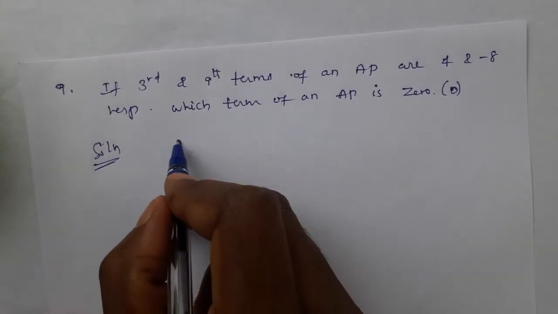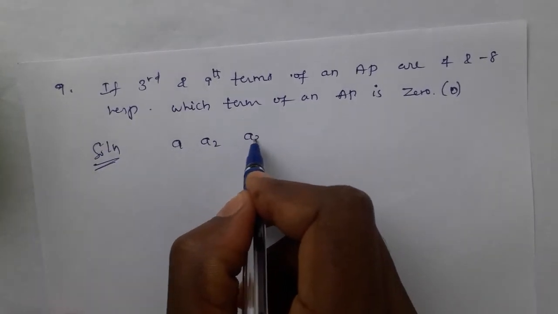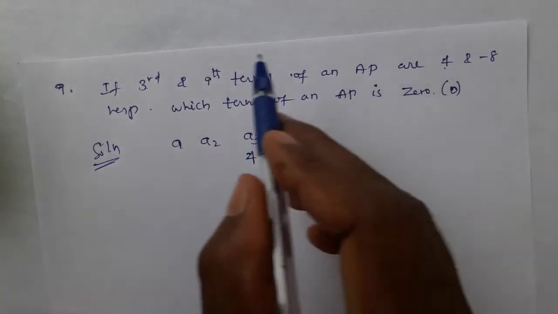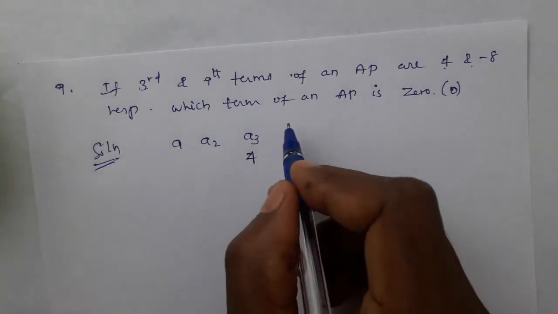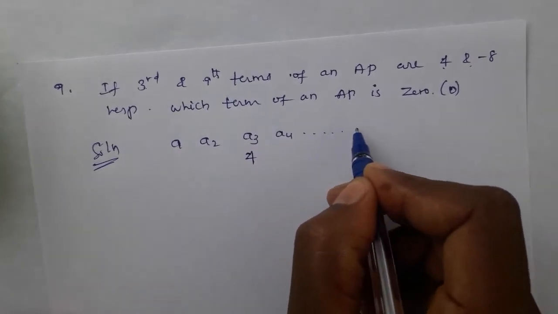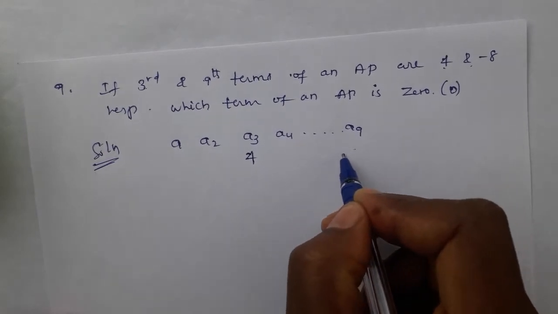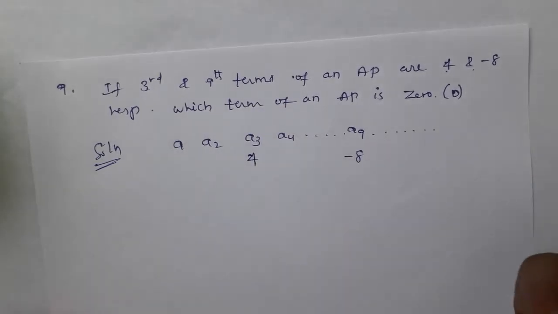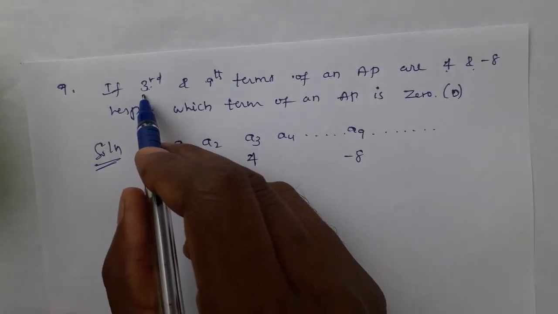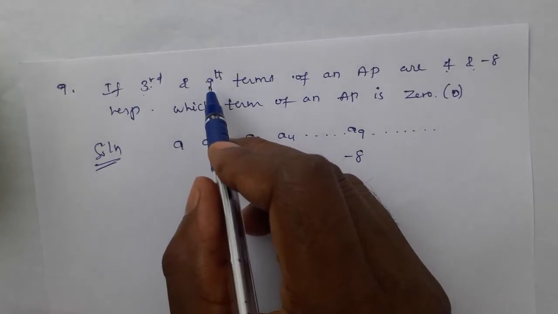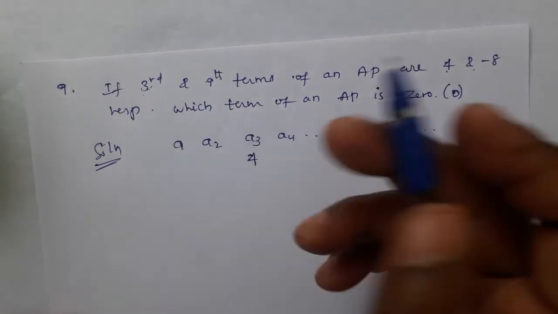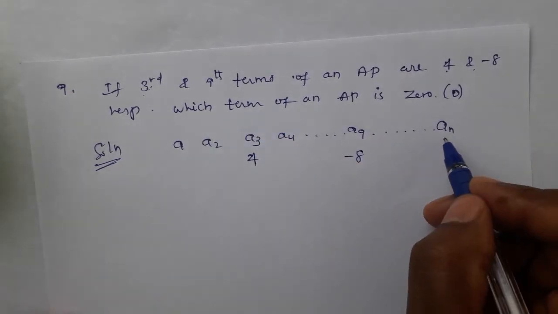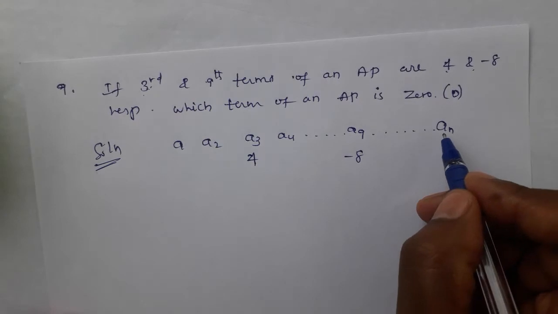See, look at first not given, second not given, third this is given, how much? 4. Look at here, third term is 4, ninth term is minus 8 respectively. Fourth not given, like that, dot dot dot. Ninth is given, A9 is given, how much? Minus 8, dot dot dot. Which term means its position is unknown. Look at this, third term sitting at third, ninth sitting at 9. Which term means sitting at what? Last, AN. Obviously which term means AN. So AN is how much? Which term of an AP is 0?